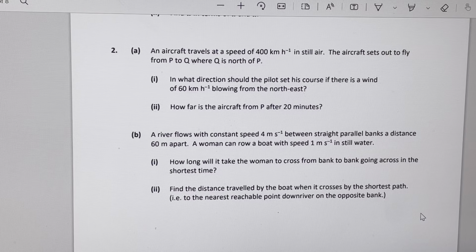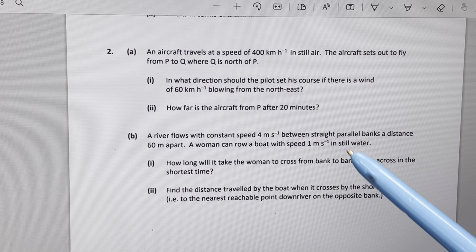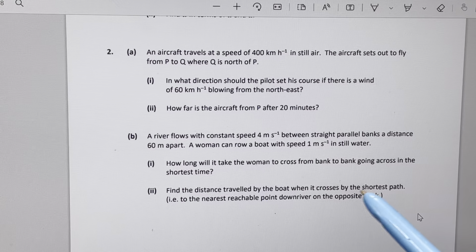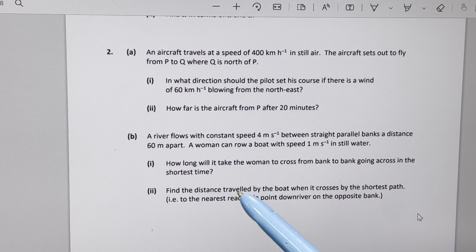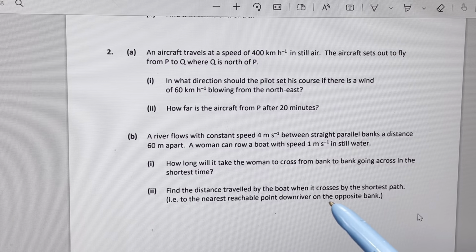Okay, rivers. Now these are very popular ones. The river flows at constant speed, and you're asked the two classic questions: how long does it take for the shortest time? And then what about the shortest path? The distance traveled by the shortest path, and the nearest reachable point downriver from the bank.